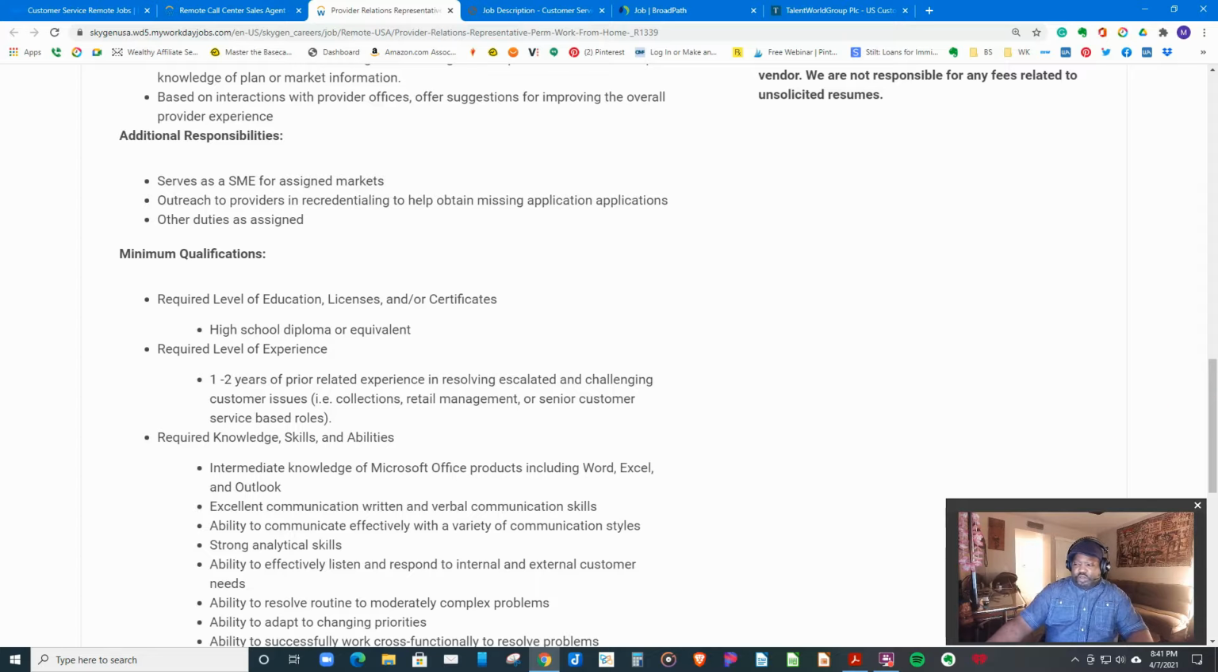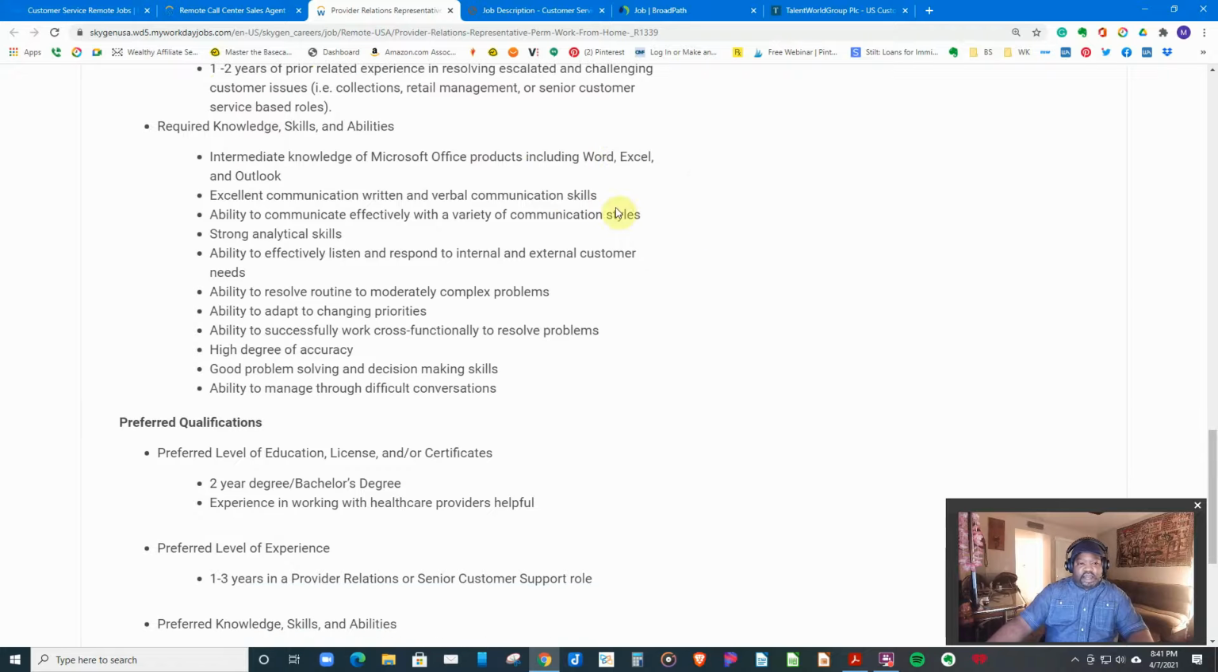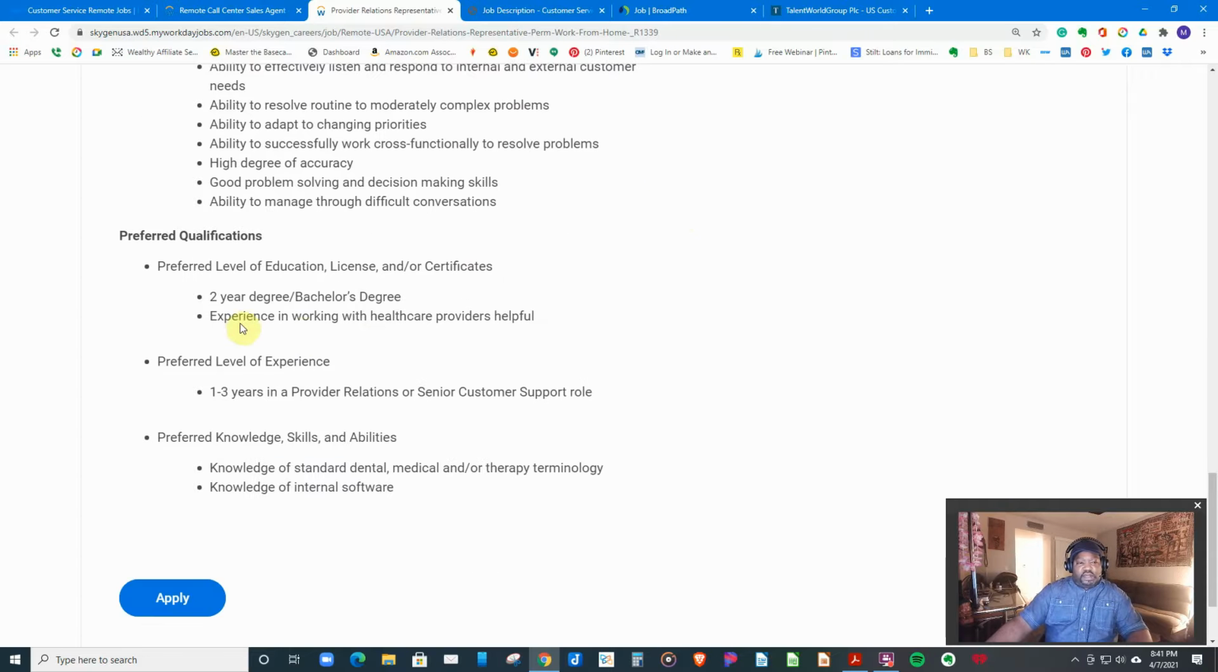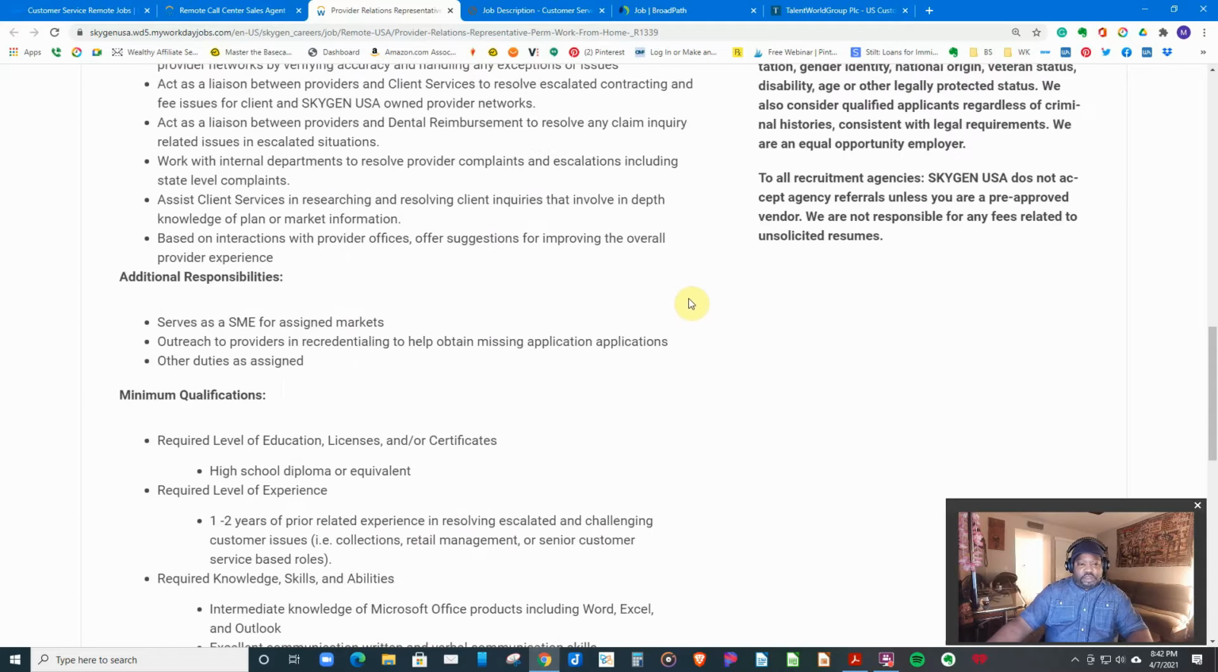You must have 1 to 2 years of experience dealing with escalated calls. So right here, 1 to 2 years of prior experience resolving escalated or challenging customer issues. And they want you to have immediate knowledge of Microsoft Office, so make sure you know it very well. They prefer you to have a 2-year degree, and experience working in healthcare with healthcare providers is a plus. A preferred knowledge is also standard dental, medical, or therapy terminology. As far as pay and benefits, they did not post that information on the job post here.